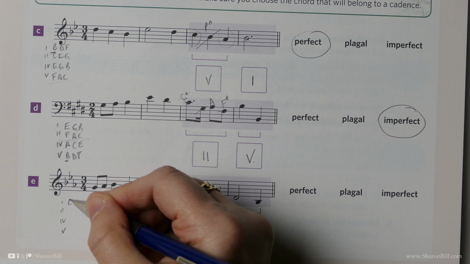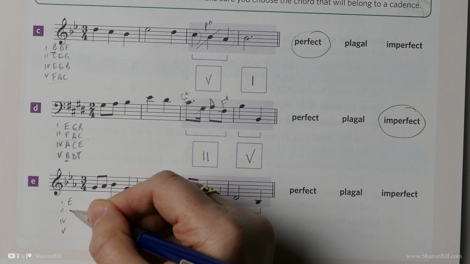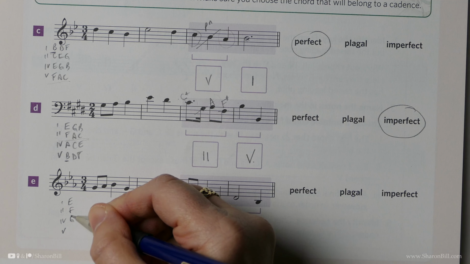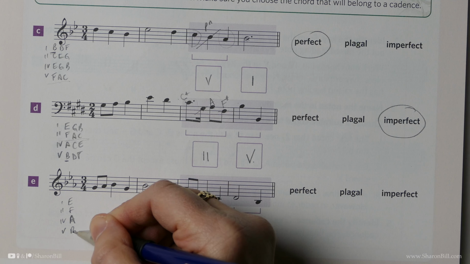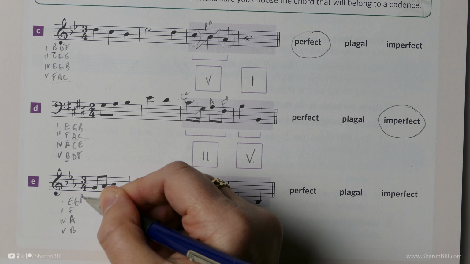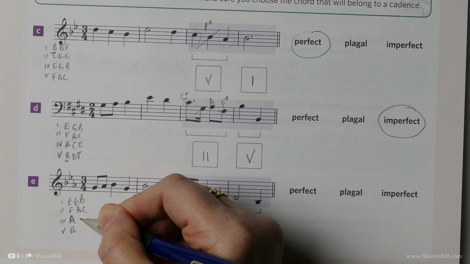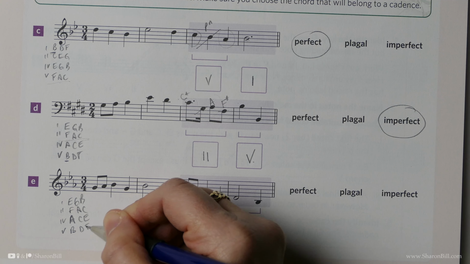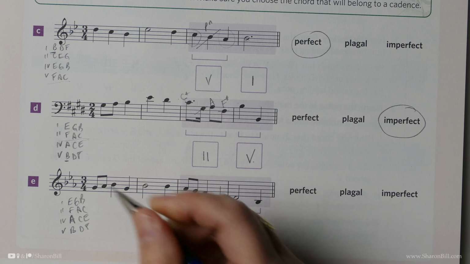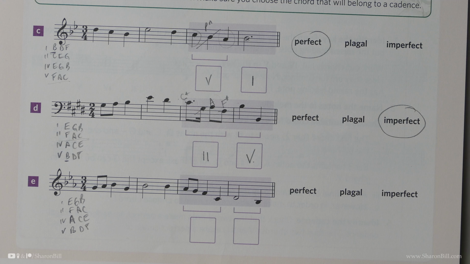So we have E, F, G, A, B flat, E, G, B, F, A, C, A, C, E, B, D, F. Of course there are flats there, but your key signature deals with all of that. So let's see what we've got going on here.